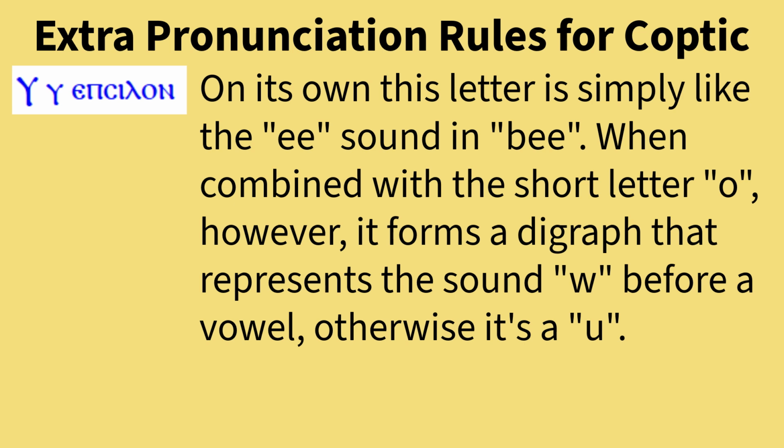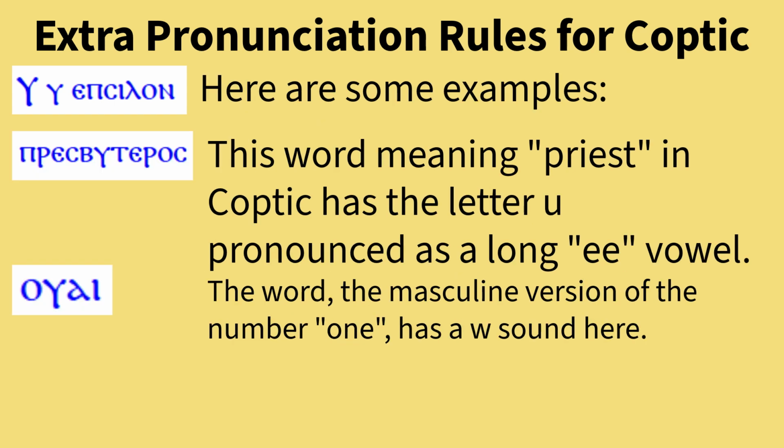As we mentioned earlier, the letter epsilon, when it's on its own, is simply like the E sound in the English word be. When combined with the short letter O, however, it forms a digraph that represents the sound W before a vowel, otherwise it's an U sound. So we just have a few examples of those rules for epsilon that we learned on the last page.